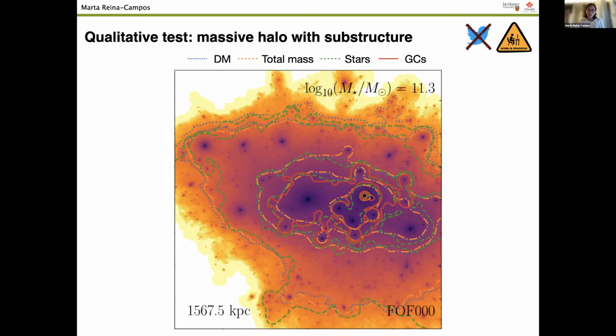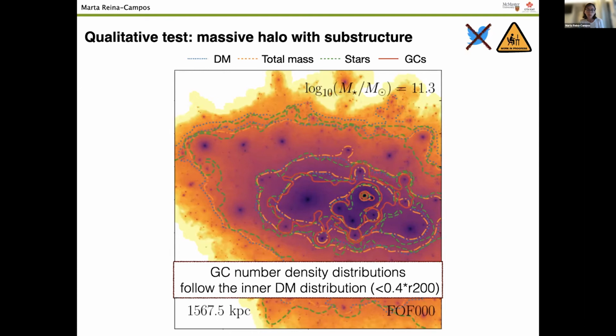As you can see, we can identify structures in the globular cluster maps that trace not only the dark matter, but also the total mass distribution fairly well at a range of different distances. In particular, we're seeing that globular cluster number density distributions follow the inner dark matter distribution up to about 0.4 R200. This is really exciting because we're repeating this analysis not only for the most massive, more complex clusters that we have in the volume, but we're trying to extend it towards much lower galaxy masses, because we're trying to see where this breaks.